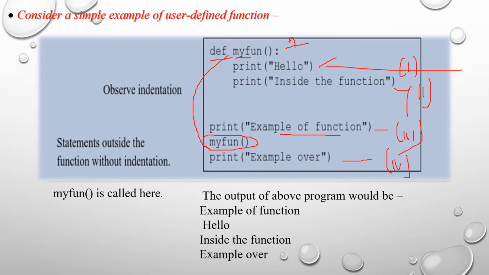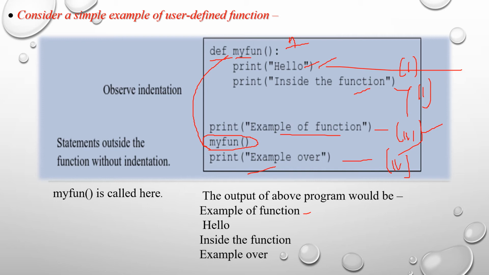So if you execute this, the Python interpreter is going to print statement 3 first, then it's going to print statement 1, statement 2 and the fourth statement. The program output would be: the first output is "example of the function", and next is "hello", and next is "inside the function", and next is "example over".